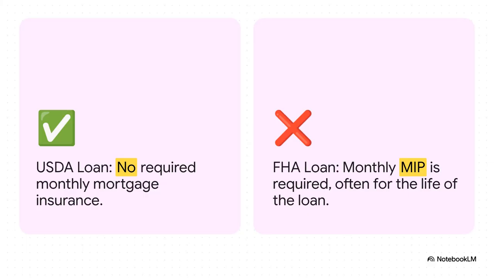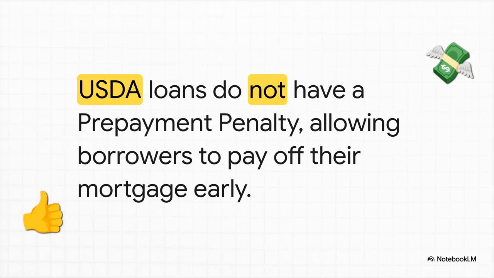Now this is one of the biggest advantages of a USDA loan, especially when you put it side by side with an FHA loan. While FHA loans have that monthly mortgage insurance premium, or MIP, USDA loans have no monthly mortgage insurance. That is a huge deal and a major difference you have to know for the test. This one's nice and easy, which is exactly why it makes a perfect test question. Can a borrower pay off their USDA loan early without getting hit with a fee? Yes, absolutely. There are no prepayment penalties, period.